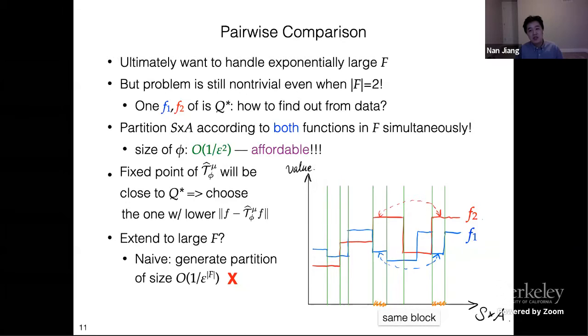Now that we've solved the problem with 2 functions, let's see if we can extend the idea to an exponentially large F. It turns out that the naive idea of just creating a partition according to all functions in your function space simultaneously obviously doesn't work, because you're chopping your state action space up to a super fine resolution. The number of partitions you create is like 1 over epsilon to the power of |F|, which is doubly exponential in what we can afford, because we only want to pay logarithmic dependence on F.